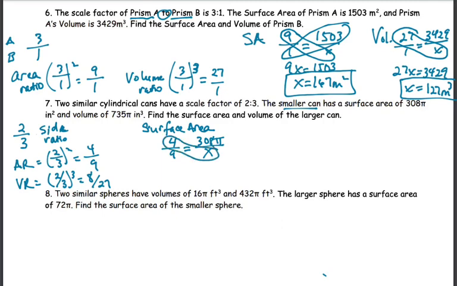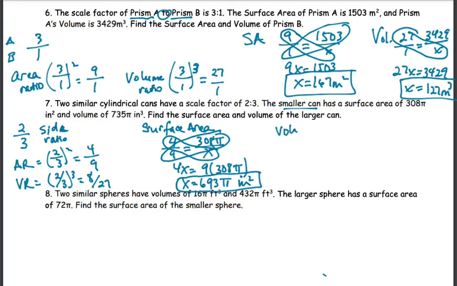Let's cross multiply. So we get 4x equals 9 times 308 pi. All right, I'm going to divide both sides by 4. And so basically when you multiply 9 times 308 and you divide by 4, you get 693. And now I'll attach that pi to it. So it's 693 pi inches squared.